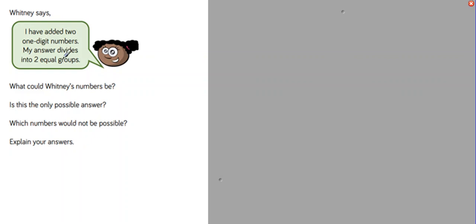So if they divide into two equal groups, that must mean that your total is even, wasn't it? Okay? But it does not mean that both of your numbers are even. Try it. Try an odd number, add an even number. Try an odd number, add an odd number. Try an even number, add an even number. What do you notice? Pause the video now and have a go.